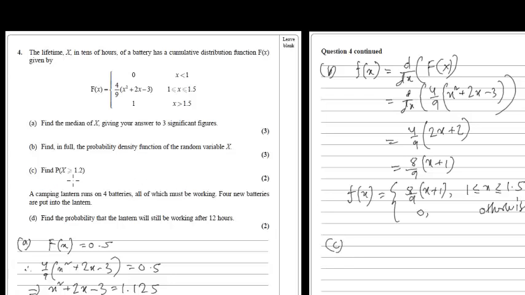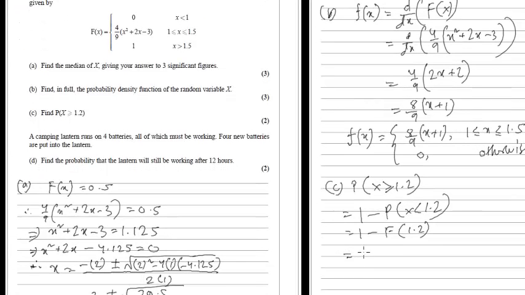Question number C, find the probability. So find the probability of X greater than or equal to 1.2. Remember, if you have the CDF, you can find the probability if it is less than. Since this is continuous, it is the same as less than 1.2. It makes no difference in continuous. So 1 minus F(1.2). Now we can just put the value and find it. So the CDF expression is 1 minus 4/9 (1.2 squared plus 2 into 1.2 minus 3). So this is going to be 0.3733, so that makes it 0.6267.